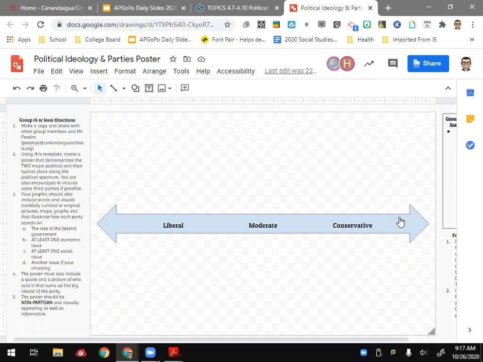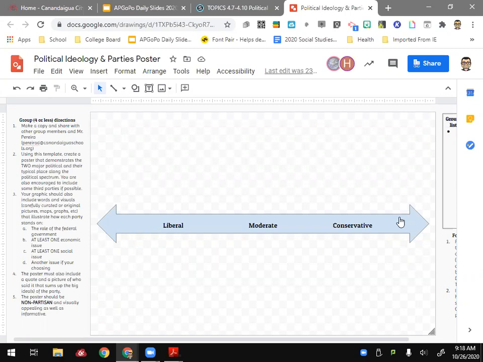The poster must include your images and words that somehow creatively express where the two sides are on these issues. And then it must include a quote and a picture of whoever said it that sums up the big ideals of the party.